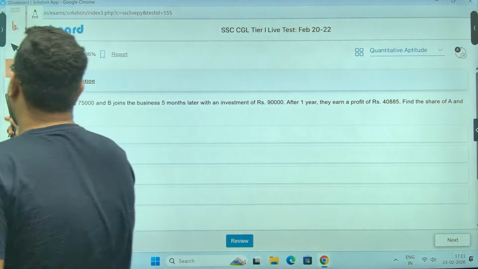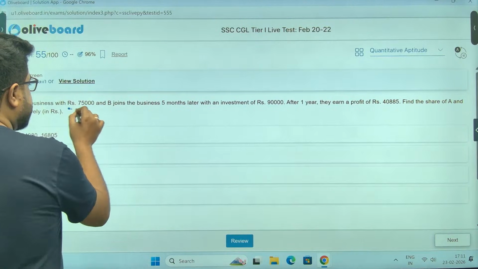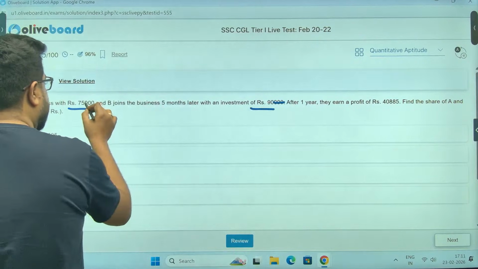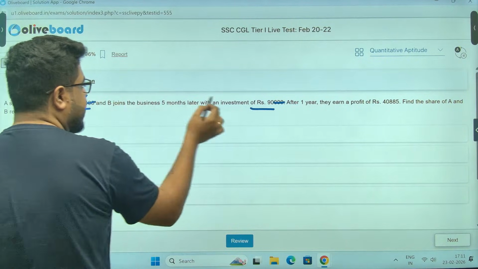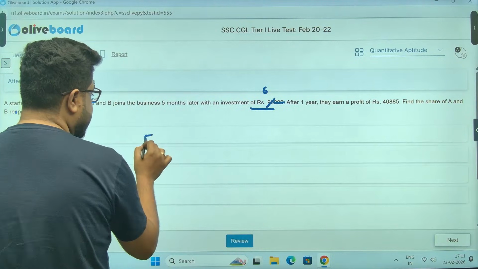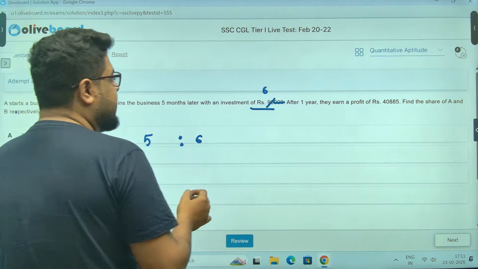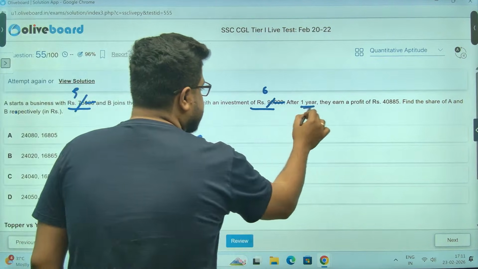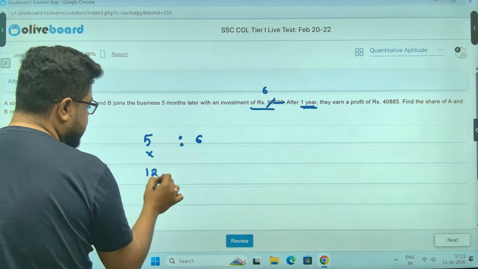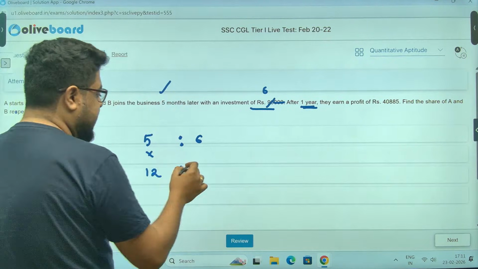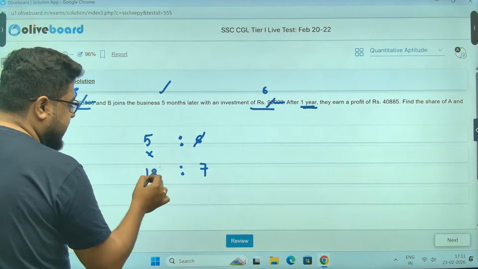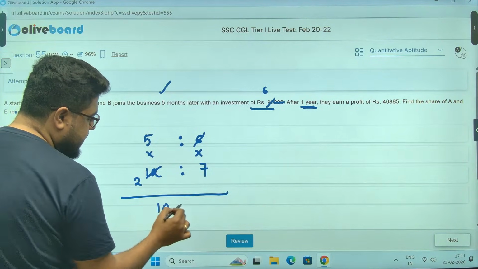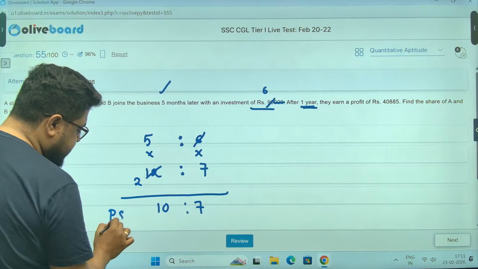Sir, this is partnership. B joins 5 months later with this. So 3 zeros I can cancel. 15 fives, 15 sixes, so the investment ratio is 5:6. Time ratio is how much, sir? A was there for 1 year, so A was there for 12 months. B joined 5 months late, meaning B was there for 7 months. So take the compound ratio, sir. 5 twos are 10. So this is the profit sharing ratio, sir.